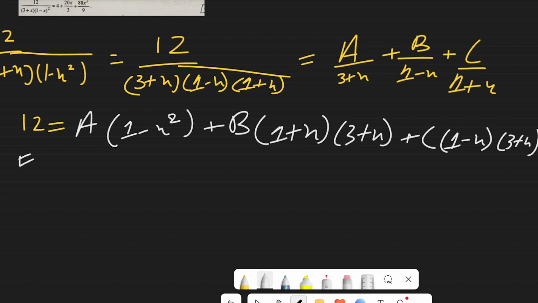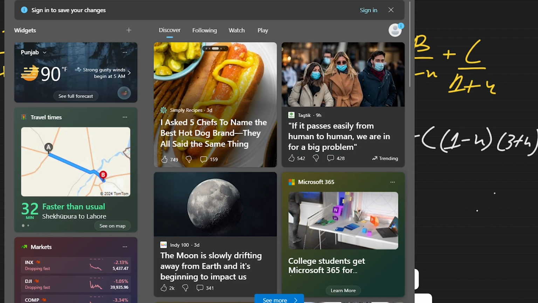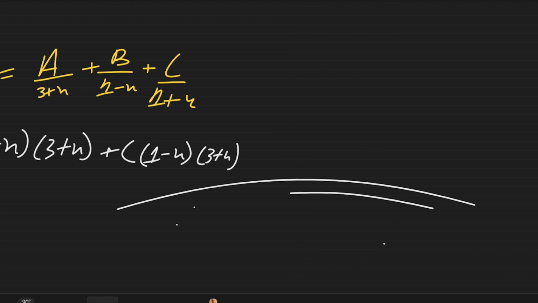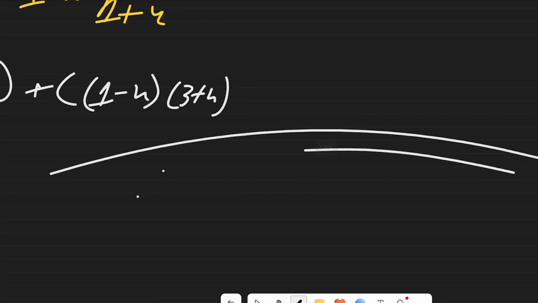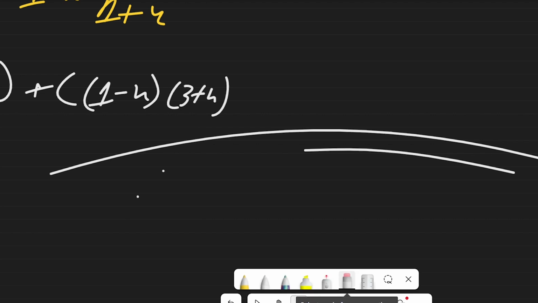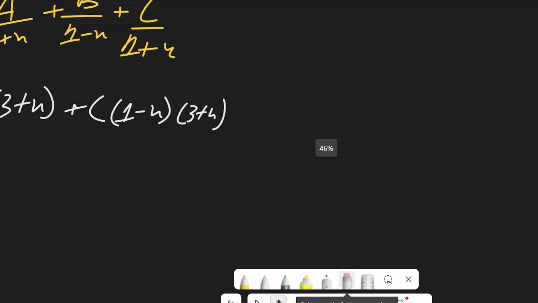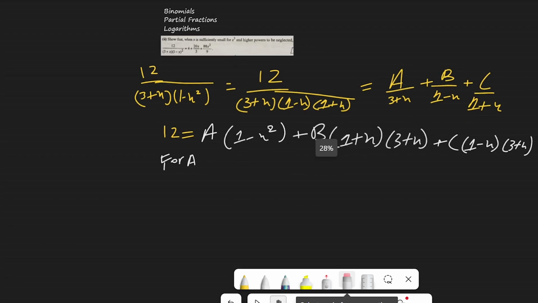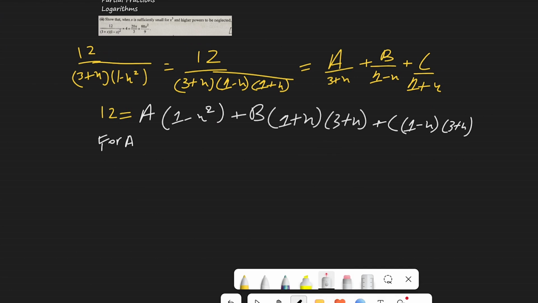Okay, now we have to solve for a. Okay, so over here now we have this form. Now we solve for a, then for b, then for c. For solving for a, what do we do? You have to tell me now.